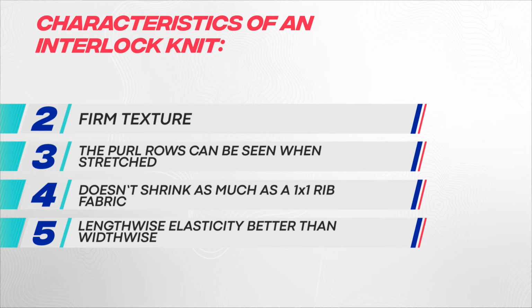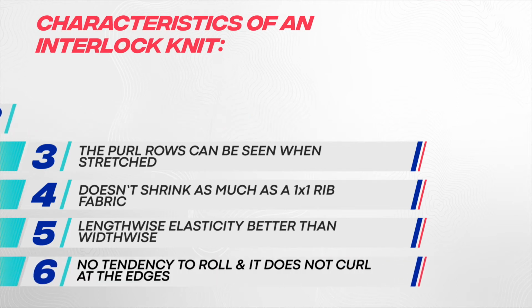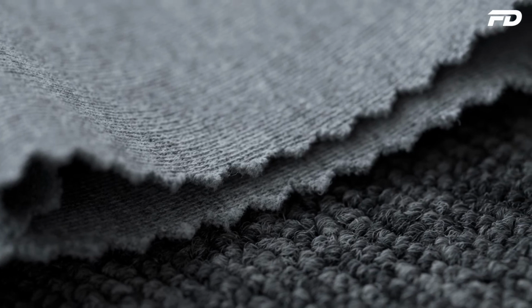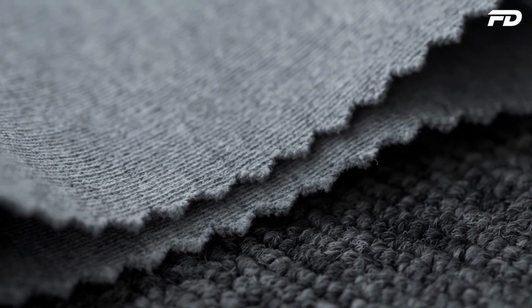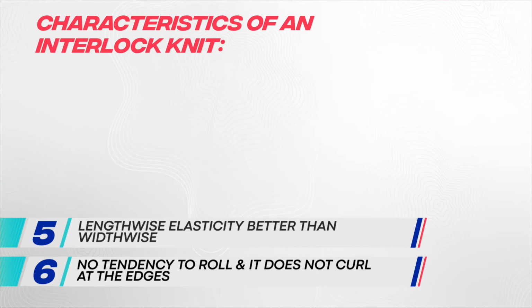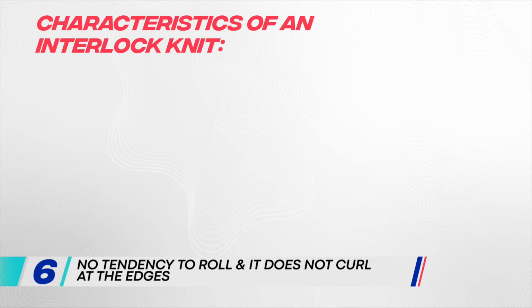Also, it doesn't have a tendency to roll on its edges similar to a double jersey fabric. And lastly, it can only be unraveled on the end of where it's knitted. So it's quite a durable, compact, and stable fabric in that sense.